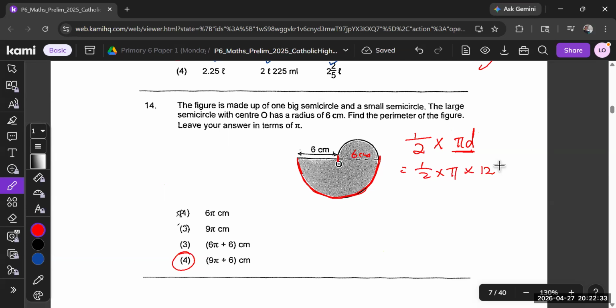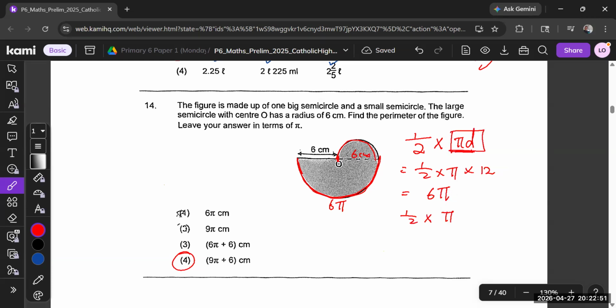Okay? Yeah. And then half times 12 will be 6 times pi, which is algebra. 6 times pi, 6 pi. Okay? So this is your first value. Then how do you find the circumference of this small semicircle? Half times pi d again.